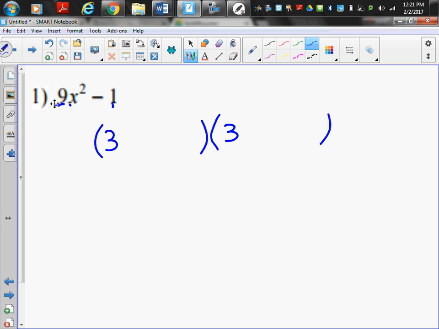Alright, so we know x times x. Now, in order to get a negative sign, one number has to be positive and one has to be negative. So you put a positive one in one and a negative one in the other. One of them's positive, one of them's negative.